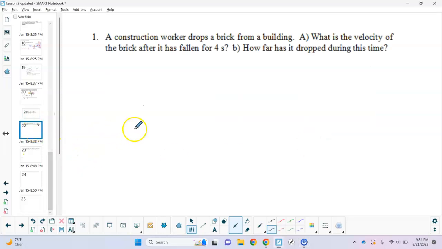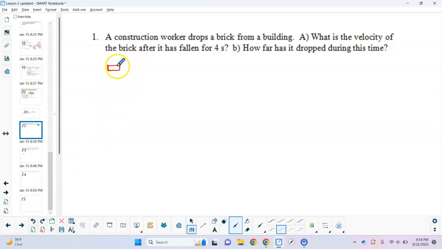So the first problem here says a construction worker drops a brick off of a building, and we want to know what is the velocity of the brick after it's fallen for 4 seconds, and then how far has the brick fallen during that time.